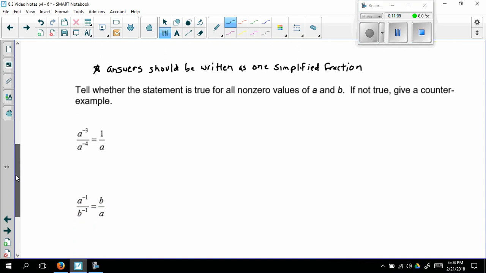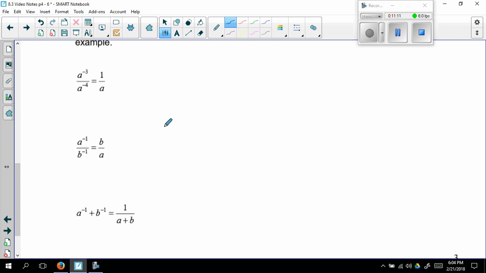Okay, so we now just have some thought questions here. We want to see, is this true? If it's not true, we're going to come up with an example. So I'm going to just take this and simplify it. So a to the negative 3 divided by a to the negative 4. I know from my rules that that's the same thing as a to the 4th over a to the 3rd, swapping positions. And then 4 minus 3 is just a to the 1st, or a. Well, a is not equal to 1 over a. So this is false.